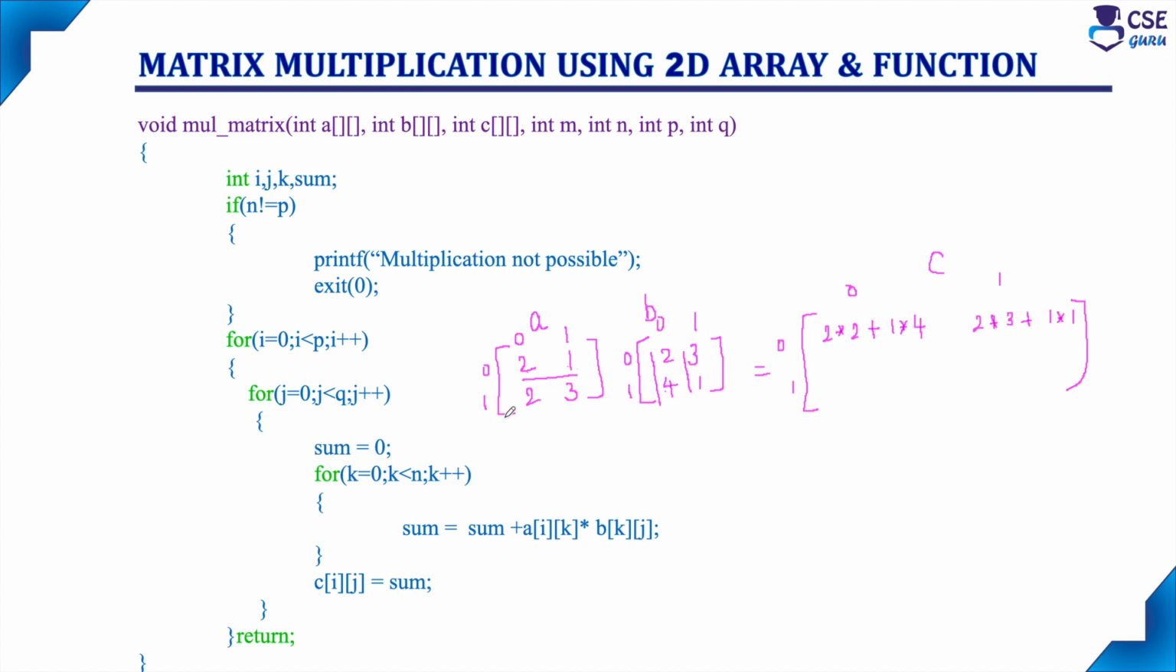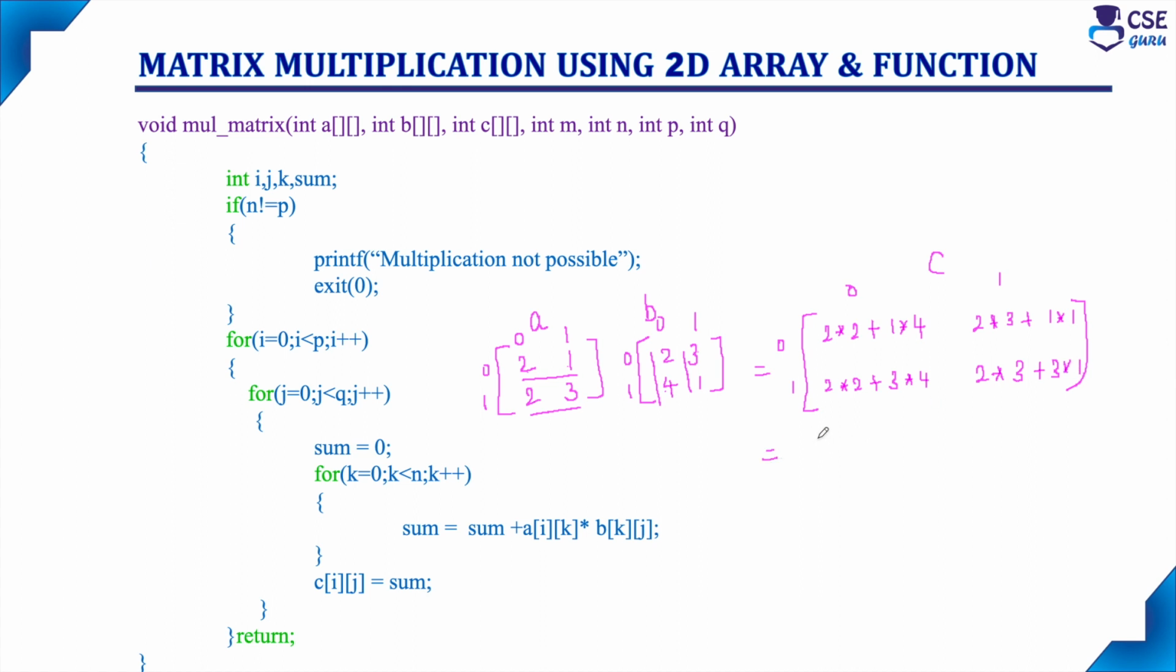And to find the second row of C matrix, we have to consider the second row of matrix A with the first column of matrix B for the 1, 0 position. So here 2 into 2 plus 3 into 4. Similarly, to find the 1, 1 position, we have to take the second row of A with the second column of B, that is 2 into 3 plus 3 into 1.